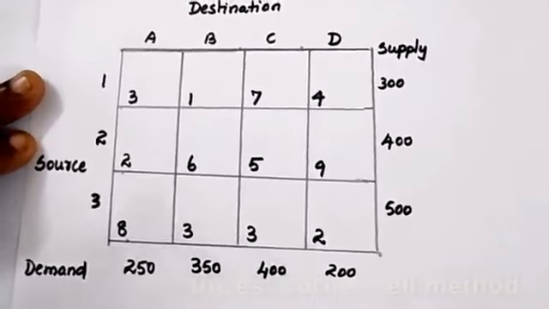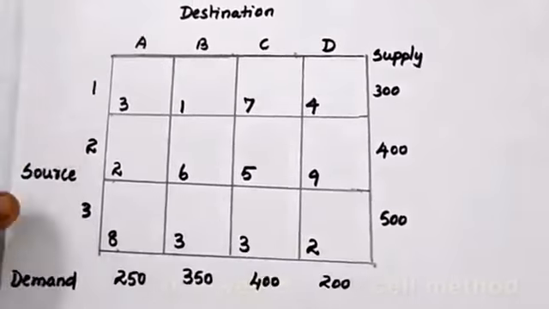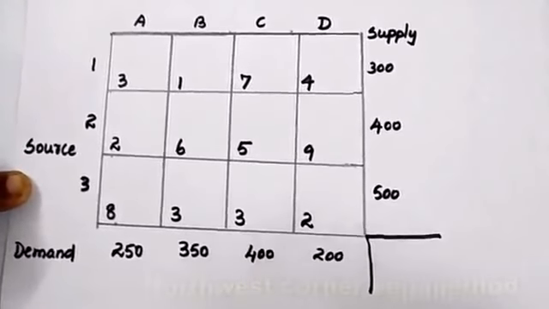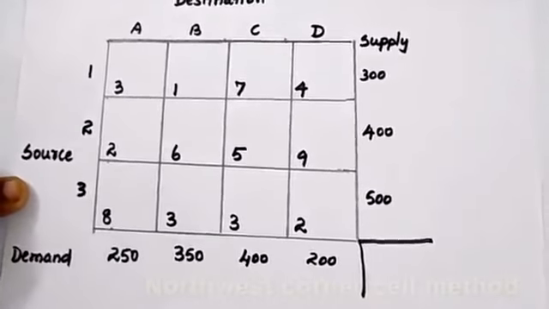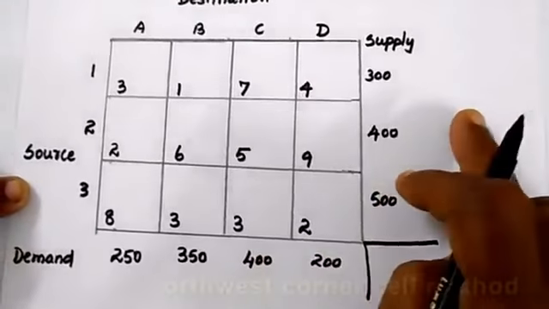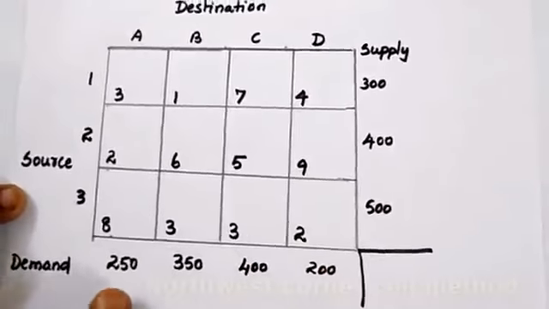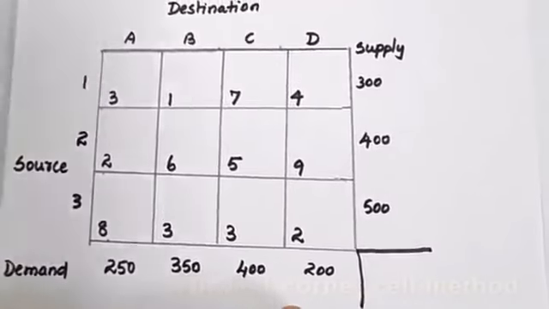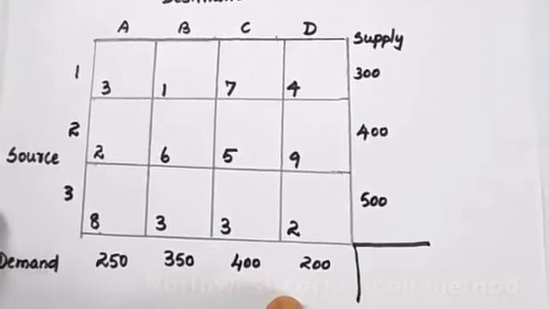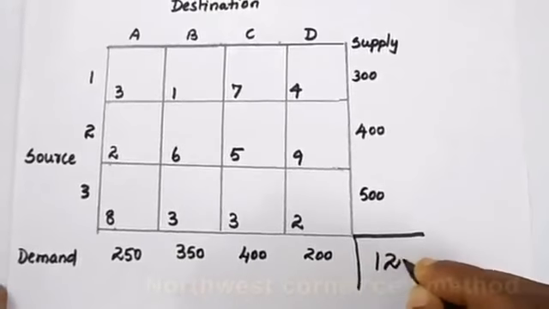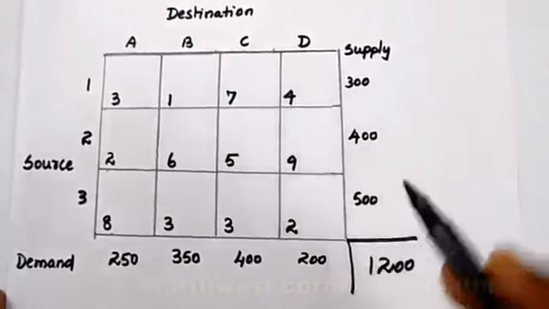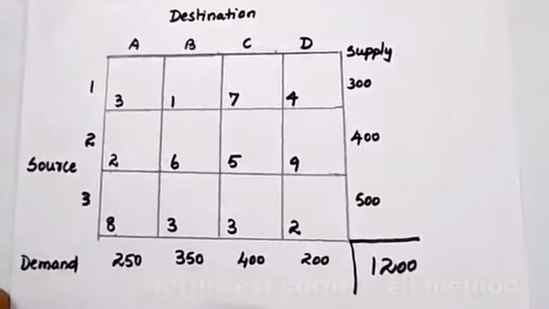For D, 200. Before you solve this problem, first we need to check whether the problem is balanced or unbalanced. Balanced means both demand and supply are equal. Just check 250, 350, 400, 200. What is the total? 1200. Now check the supply: 300 plus 400 plus 500, 1200. So it is a balanced problem.